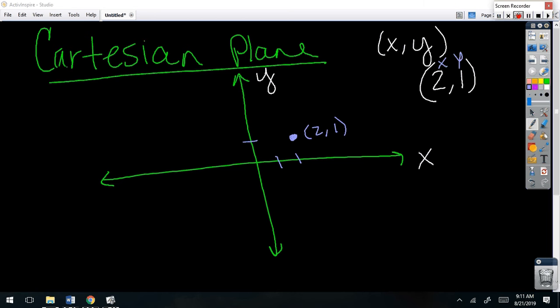Plotting any value. What if I wanted to plot the point -1, -4? What do I do? Go left 1, that's right, you said -1. And down 4. Yep, you said -4.